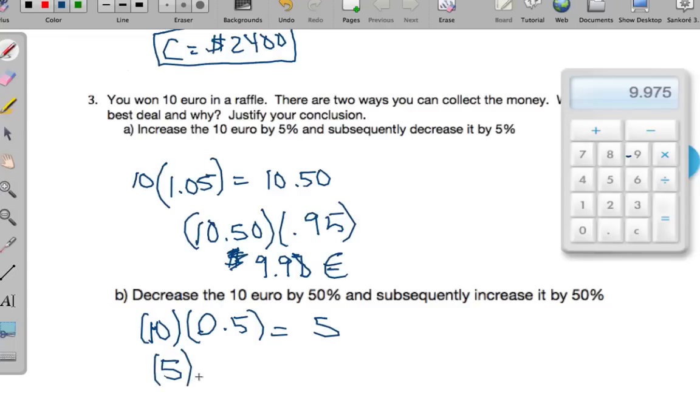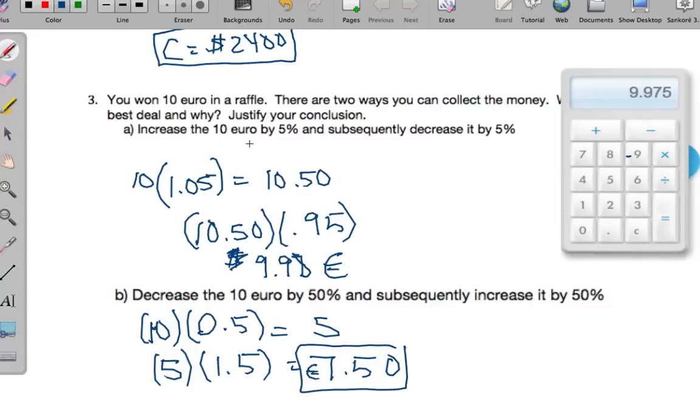Okay, so we need to increase it, so it's going to be times 1.5. And if I do that multiplication, I can do that in my head. I get 7.5 euros, keeping our units there. Which is the better deal? Section A. Justify the conclusion: because I end up with more money.